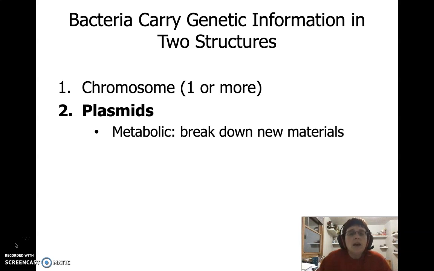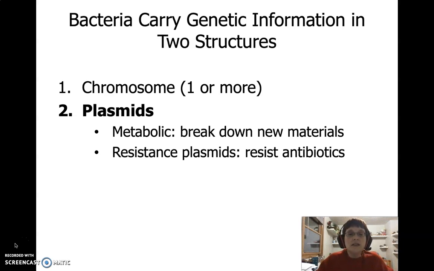So one of the options is a plasmid can be in the metabolic group, meaning that it carries genes that can allow the bacteria to break down new materials. So what does that mean? It means that they now can use new food sources. So let's say before the bacteria could only use sucrose as its energy source. Now maybe that bacteria can use starch or fructose, something that it couldn't use before, which will allow it to grow and reproduce faster.